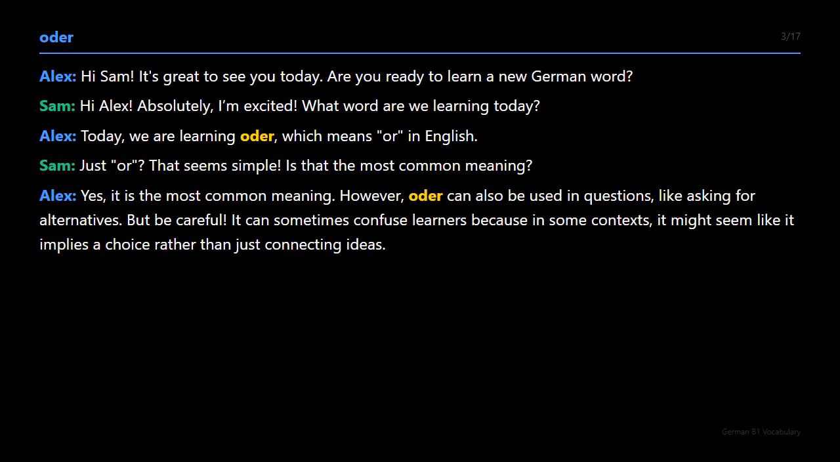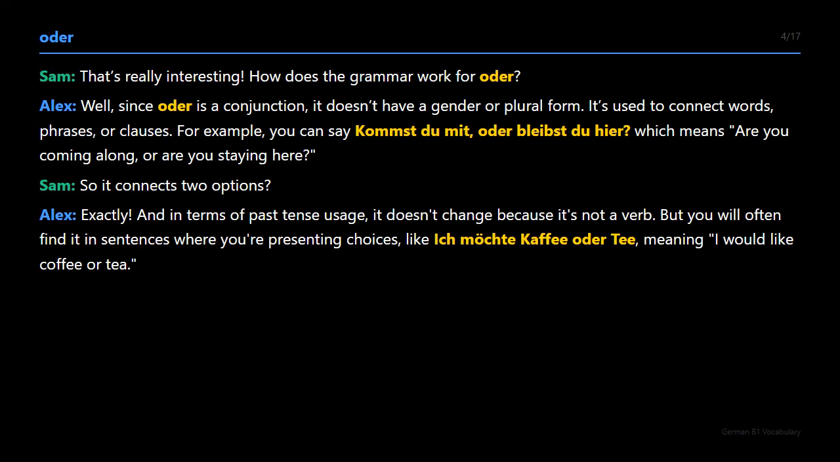That's really interesting. How does the grammar work for oder? Well, since oder is a conjunction, it doesn't have a gender or plural form. It's used to connect words, phrases, or clauses. For example, you can say, kommst du mit, oder bleibst du hier? which means, are you coming along, or are you staying here? So it connects two options.